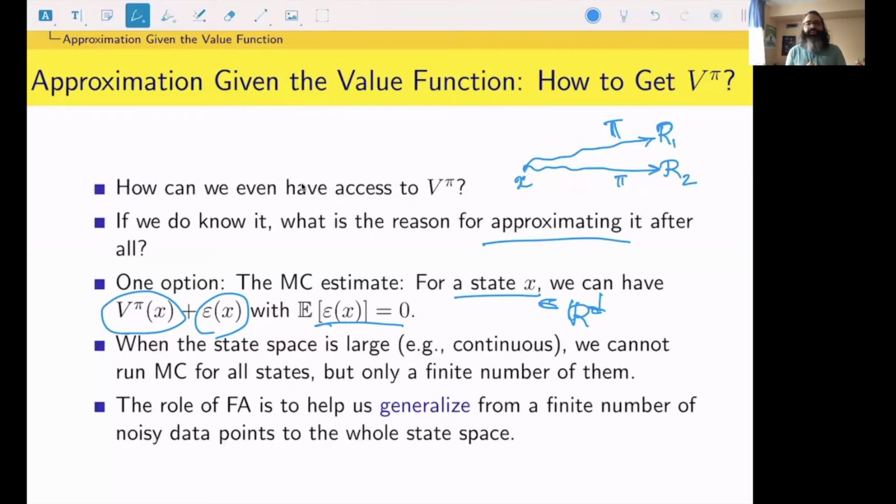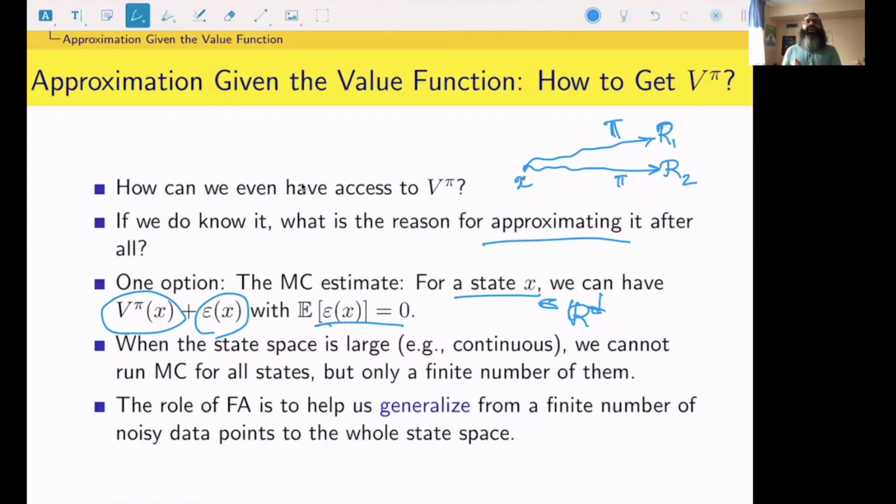If the state space was finite and small, like 1,000 states, a million states at most, something like that, we can run Monte Carlo estimate for all states. I don't want to give a specific number because in a few years people will say that a million states is nothing. So, okay, a billion states for the next generation. But if it is continuous, an uncountably infinite number of states, we can't do that.